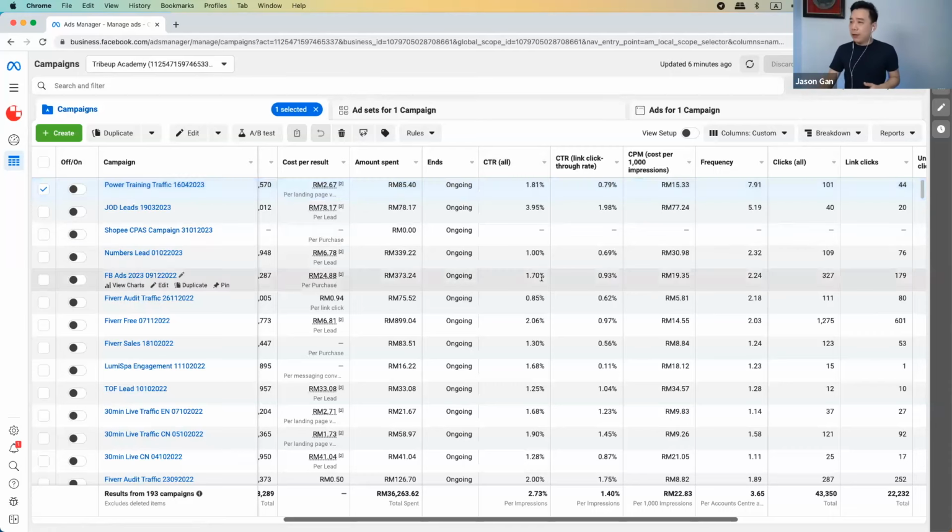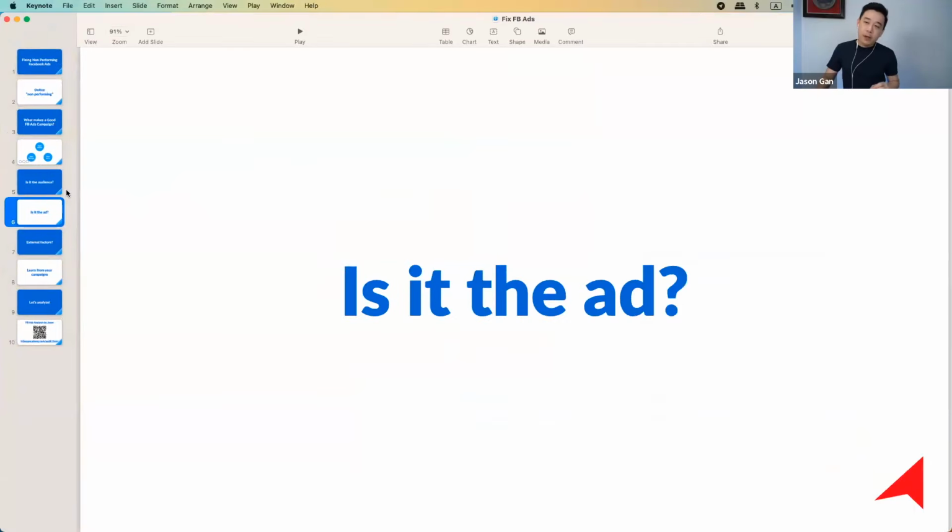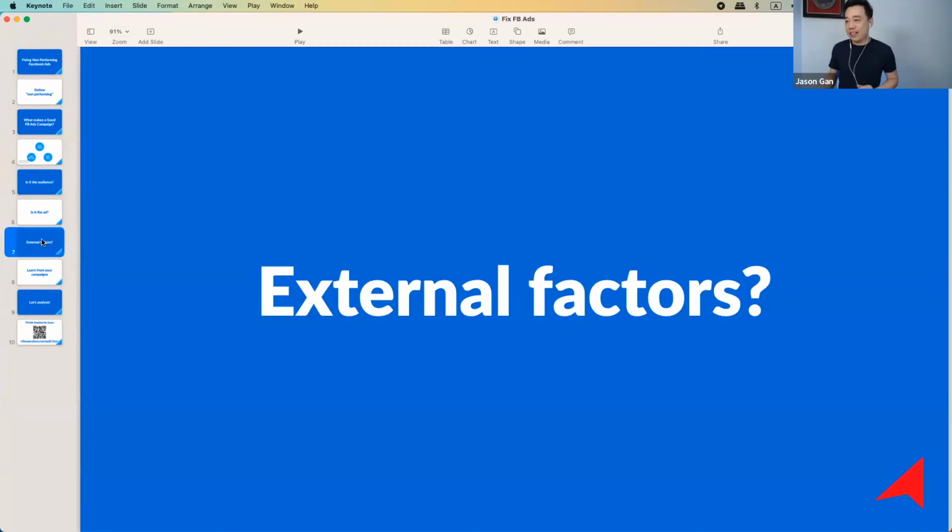All right. So that's how we identify whether it is because of the ad problem. So yeah, the audience problem, the ad problem, and of course, you have to check, are you using the right objective? Like I said, if you are trying to get link clicks but you're using awareness, it's not going to work. So I don't need to really use an example. Let's talk about some external factors that might affect the performance as well.